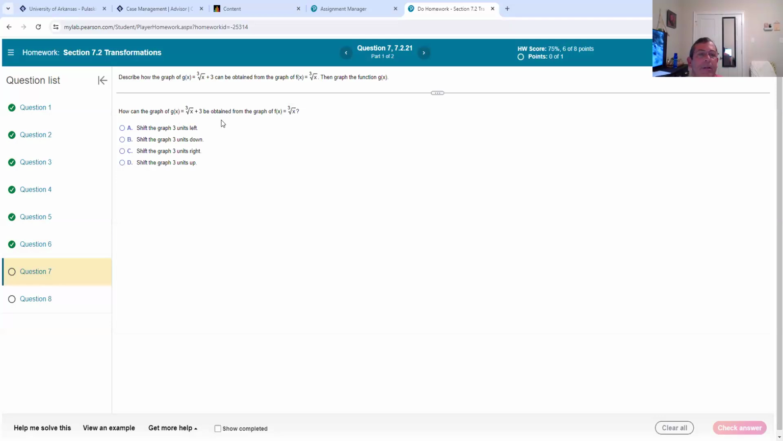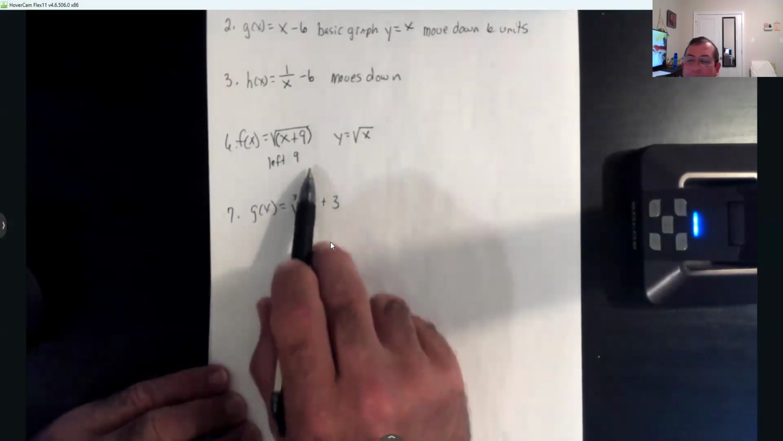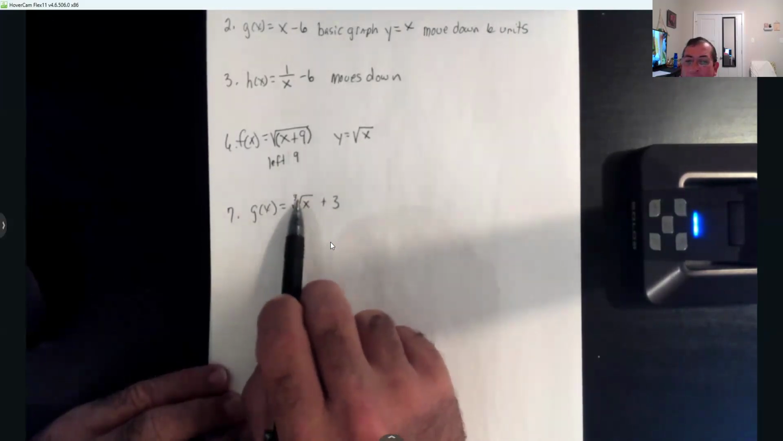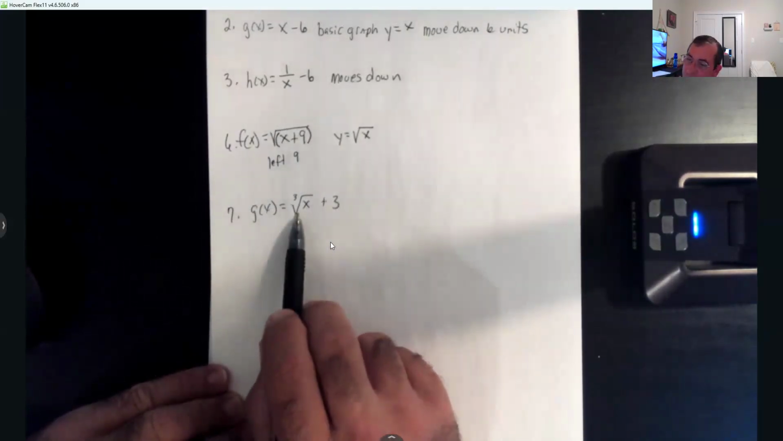All right, y'all, look at this. They're telling us we're starting with a cube root of X graph, and they're adding 3. Now notice the difference. This is number 7, so G of X equals the cube root of X plus 3. All right, so let's play with this one. Cube root of X plus 3. Do you see this 3 is not under the radical? See, this 9 was under the radical. Well, this 3 is not under the radical.